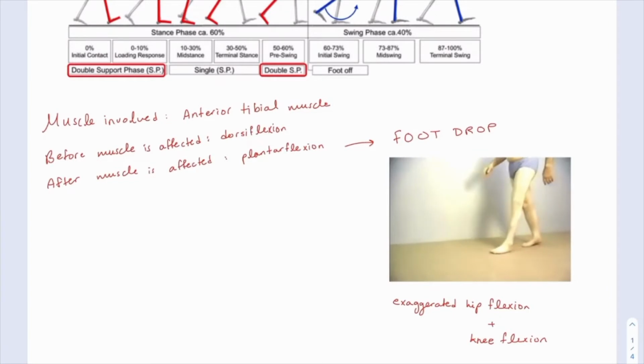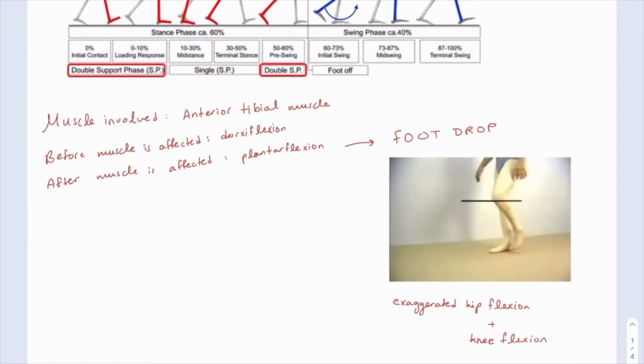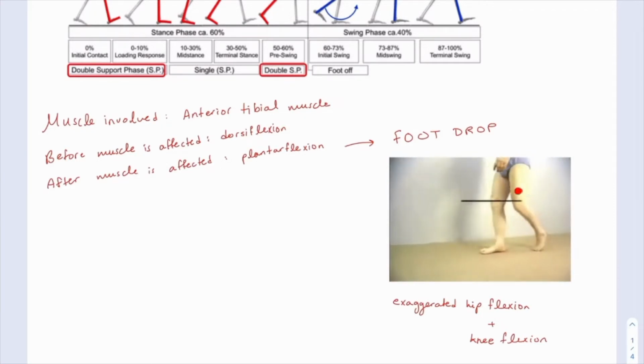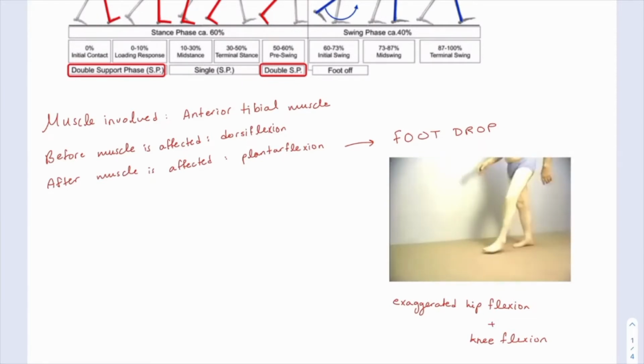So what the patient would do in order to prevent his toes from slapping onto the ground in foot drop, he would flex his hip and his knee to an exaggerated extent. So please note here how, as he's walking, in this leg over here, he flexes his hip and his knee to an exaggerated extent in order to increase the ground clearance.